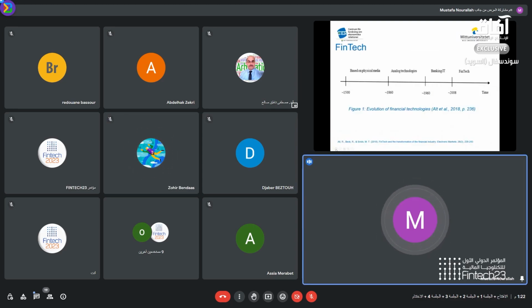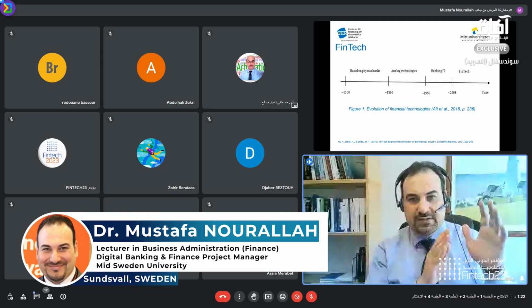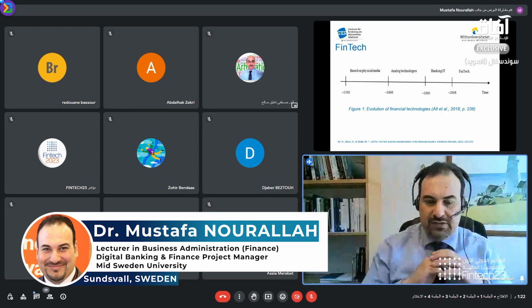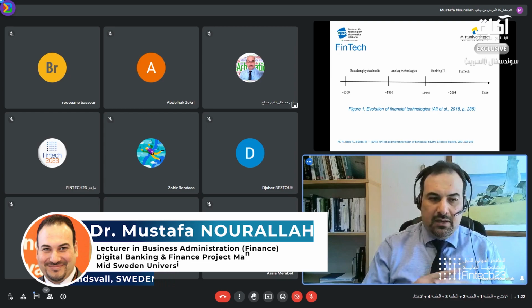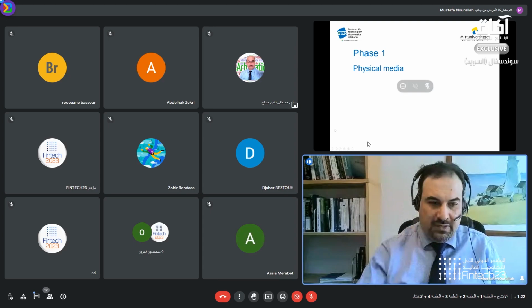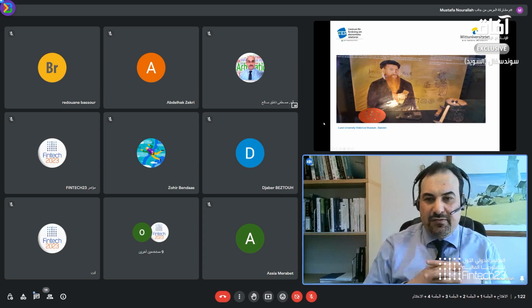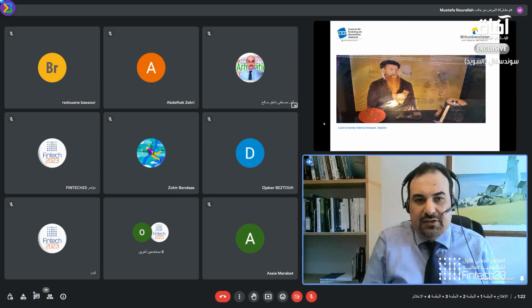Let me start by using this diagram first of all about financial technology. I cite this from Alt et al., an interesting study on financial technology. According to them, financial technology has four phases, so it can be linked even to the 15th century. And here I can share with you some of these notions that can support Alt et al.